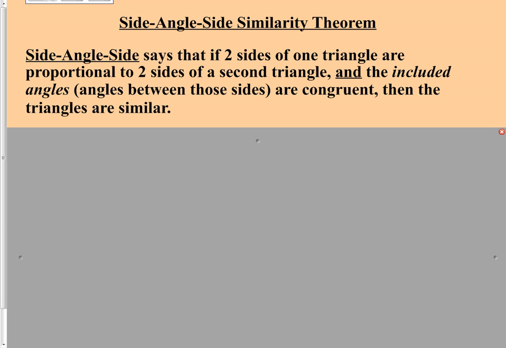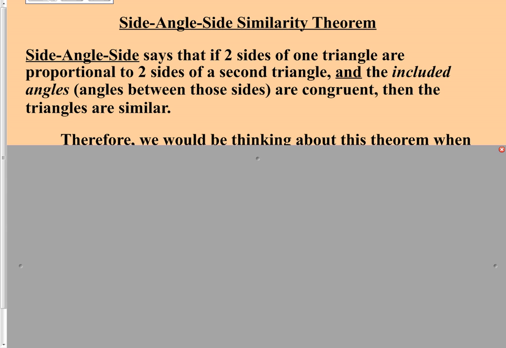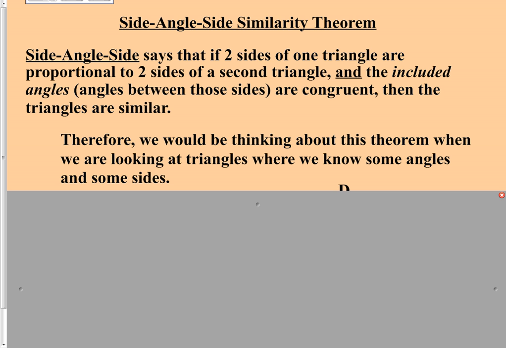Anyway, side-angle-side. This rule was also used for proving triangles to be congruent. But of course, with similarity, we're only worried about proportions, not congruence. So side-angle-side says that if two sides of one triangle are proportional to two sides of a second triangle, and the included angles, meaning the angles that are between those two sets of sides, are congruent, then the triangles are similar. So please pay attention to the positioning of the angles. It even says it in the name: side, then angle, then another set of sides.